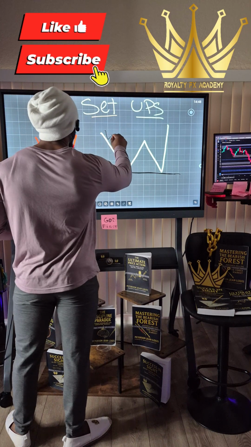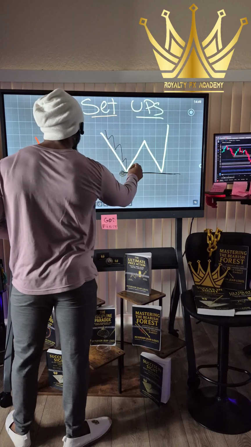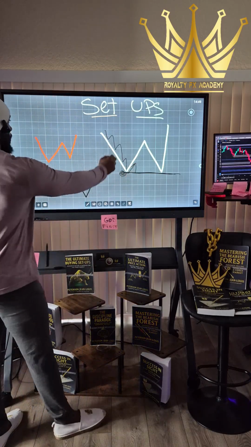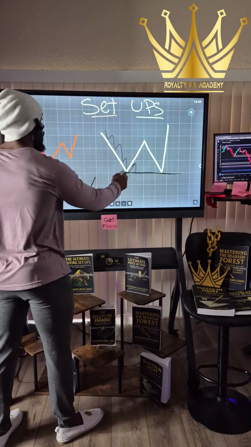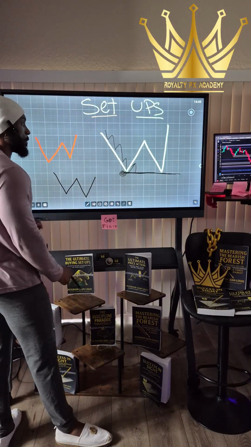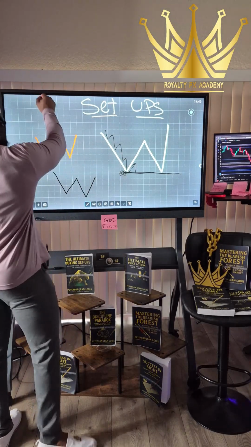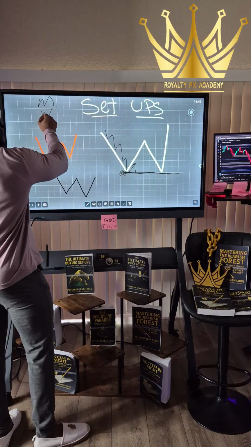The market was going down, it stops here, and then it went up. It was going down, it stops here, and then it went up. So you mark that area. Now these zones, these setups, you're looking for them again on monthly, weekly, and then daily.